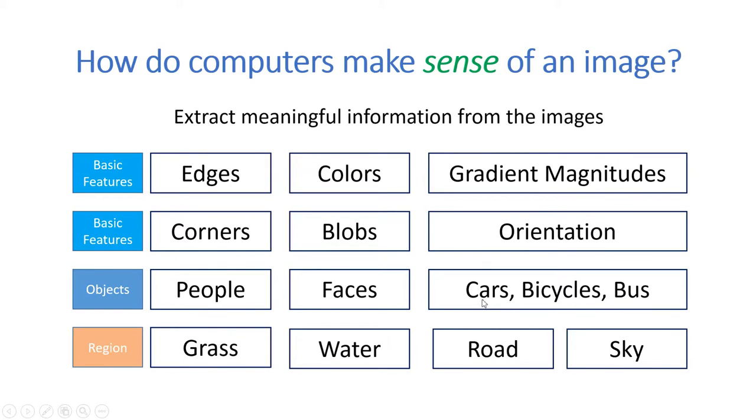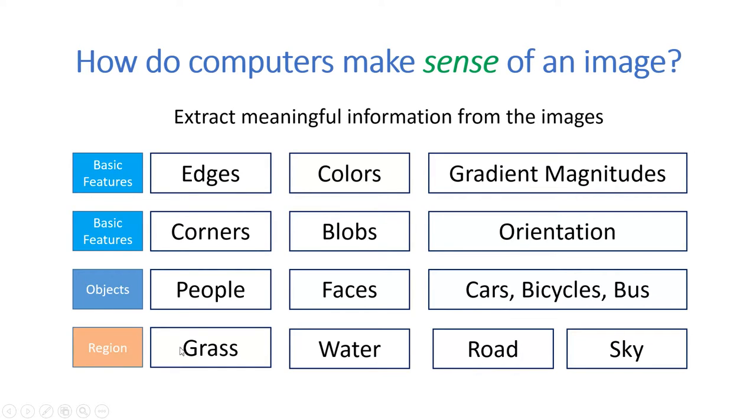So, how do computers make sense of an image? This is how we modified images. Now, computers have to extract meaningful information from these images. The way computer vision has worked from the basics is that we try to write programs to extract basic features from an image, such as edges, colors, corners, blobs, or the magnitude of the gradients. That's a new term, and you might think why would we do that, and what exactly is that? We'll come back to that.